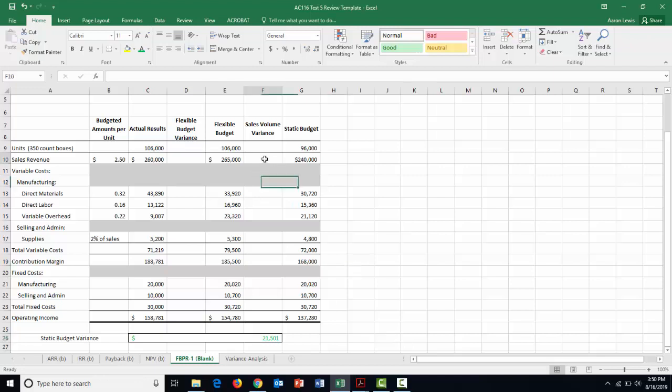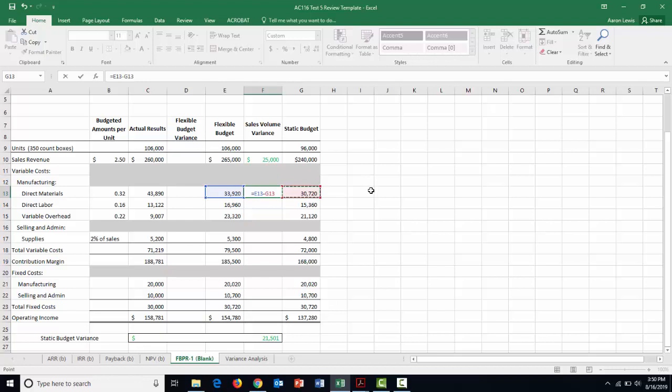We can go over to our sales volume variance. To figure that out, we hit equals our amount in our flex budget minus the amount that we had in our static budget. We were proposing that we had $240,000 worth of revenue. Because we sold more units, we should have had $265,000 worth of revenue. More revenue is good for the company, so that's favorable. Let's make it green. For direct materials, we should have spent $33,920.